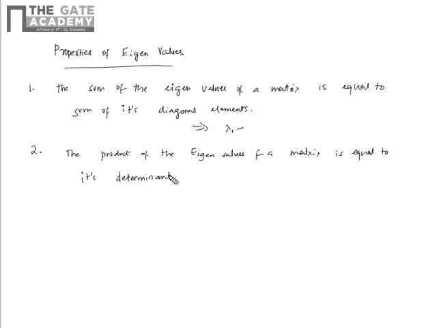For a 3 by 3 matrix, the sum of the eigenvalues, lambda 1 plus lambda 2 plus lambda 3, would be the sum of the diagonal elements, and the product for a 3 by 3 will be the determinant of A. Okay, so let's look at the other properties.